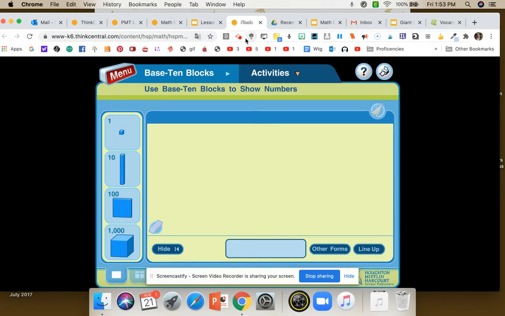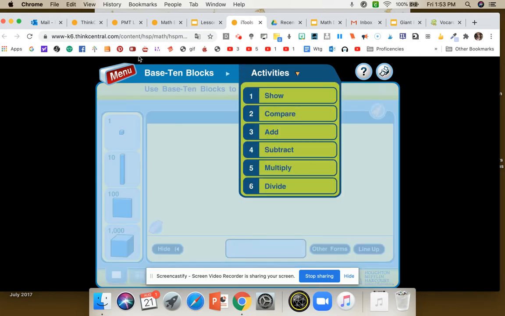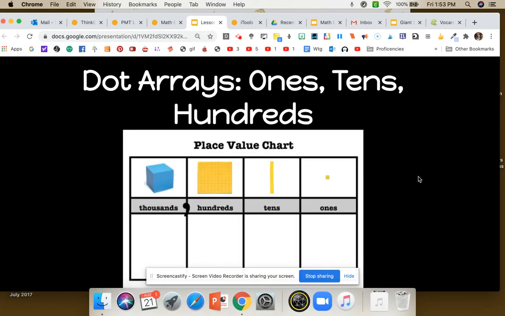To help you out, we're going to be using Itools and the base 10 blocks. This tool is pretty simple. If you want a ones place, you just click it and then click again where you want it. Tens, which allows you to build numbers. As you build the number, it writes it down here. You can erase or do the whole screen. Okay, so we're going to be using that today.